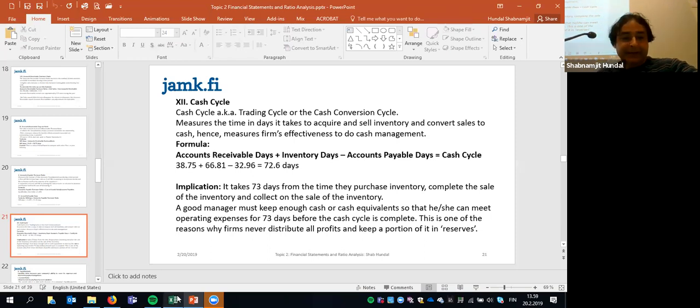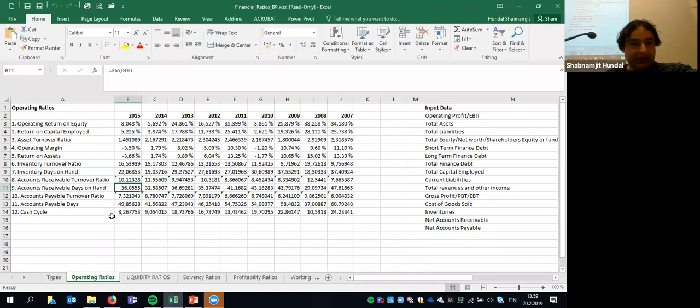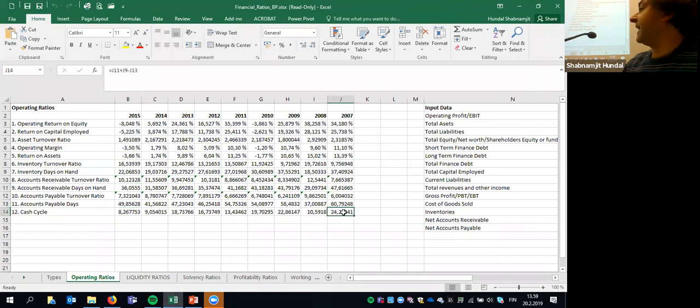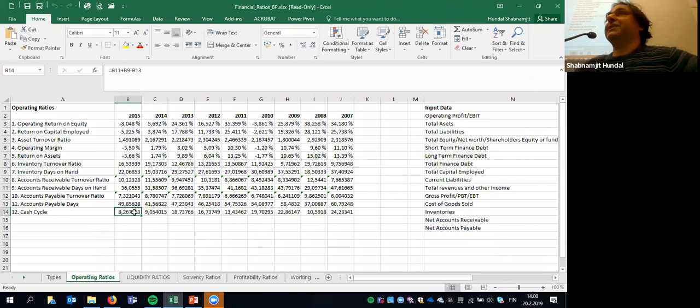Let's check for BP. There we go. Not bad. BP's cash cycle used to be 24 days, so they had to keep enough money in the bank account to cover 24 days. But now it's almost one third. It's efficiency, isn't it? So they don't have to plan too much.